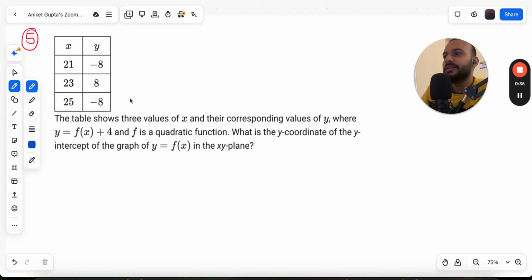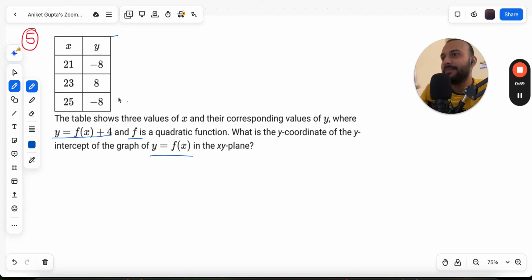Okay, so here's a question. The XY values are given, and it says the table shows 3 values of X and their corresponding values of Y, where Y is equal to f of X plus 4 and f is a quadratic function. What is the Y coordinate of the Y intercept of the graph of y is equal to f of x in the xy plane? So they've given these values for f of x plus 4.